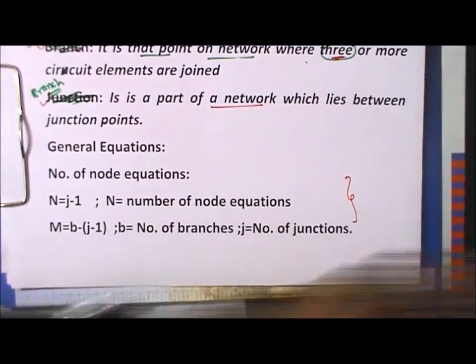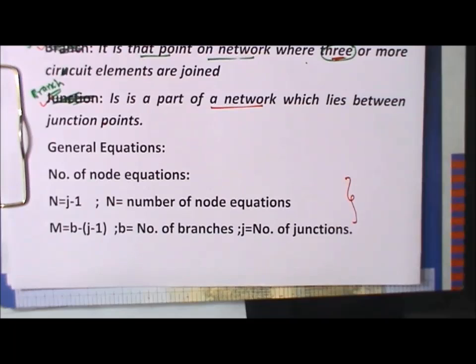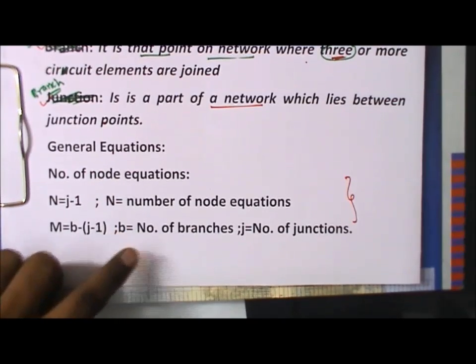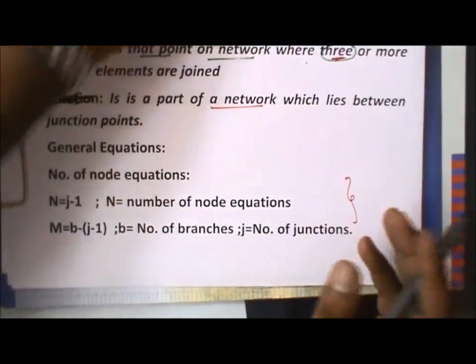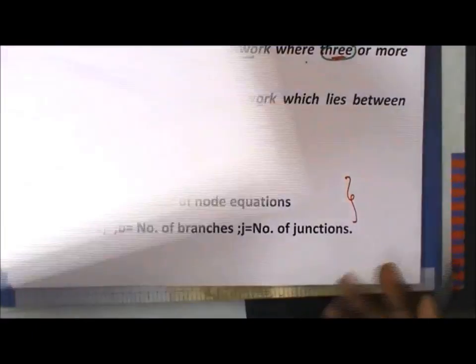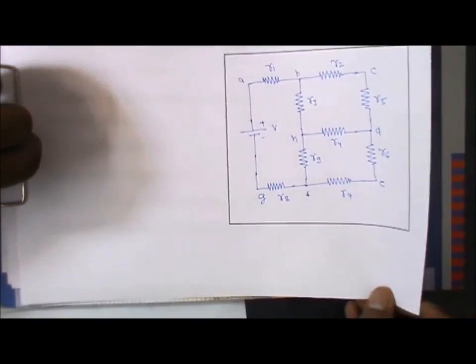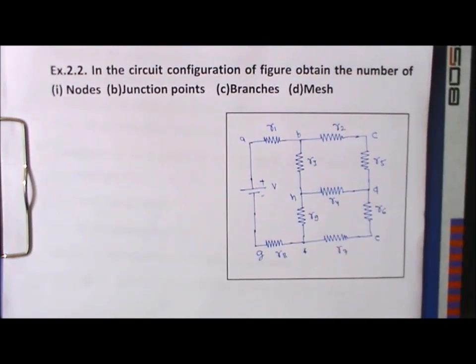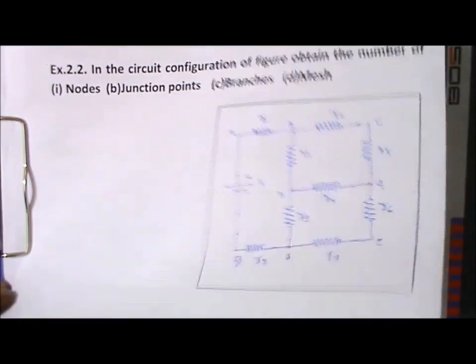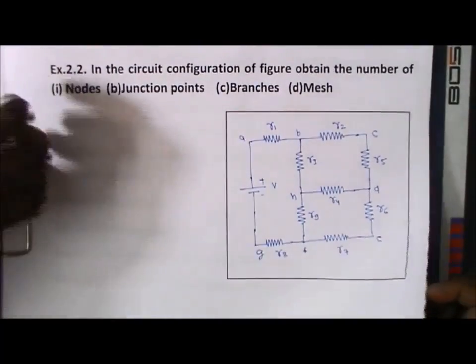This chapter we will discuss after some time by using the nodal analysis. When we are learning about the nodal analysis, then we can come to this part and we will discuss. So let's move on to some basic numericals for the understanding of the branch and junctions. Let us suppose this is the circuit. In the circuit configuration of the figure obtained, find the number of nodes, junction points, branches and the mesh analysis.